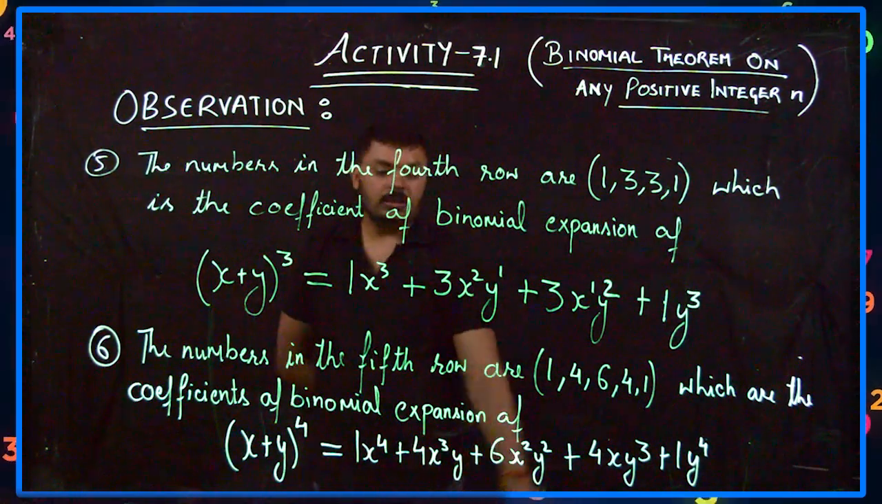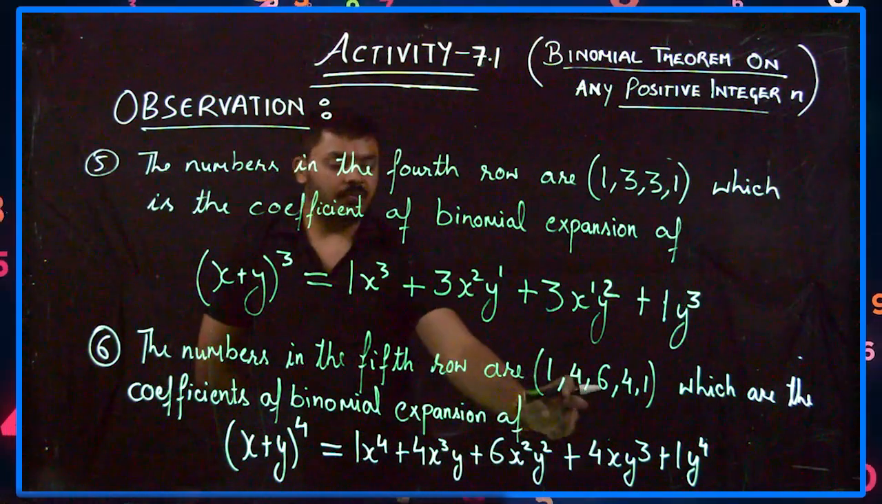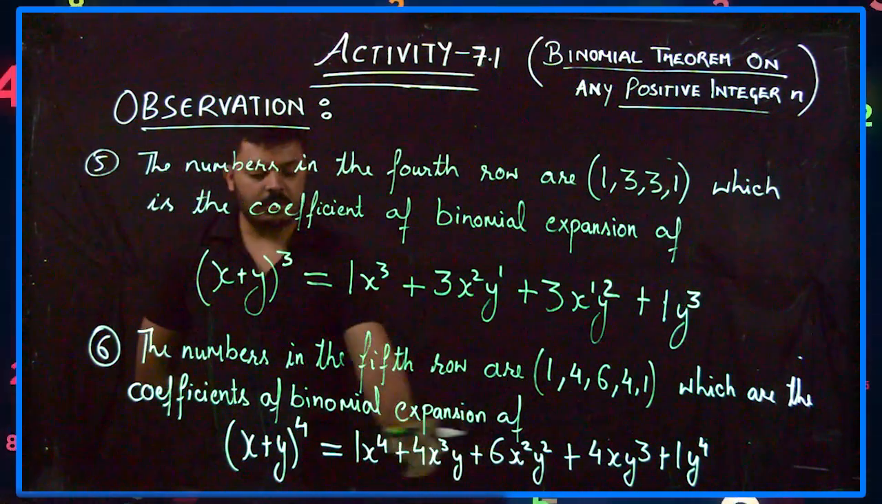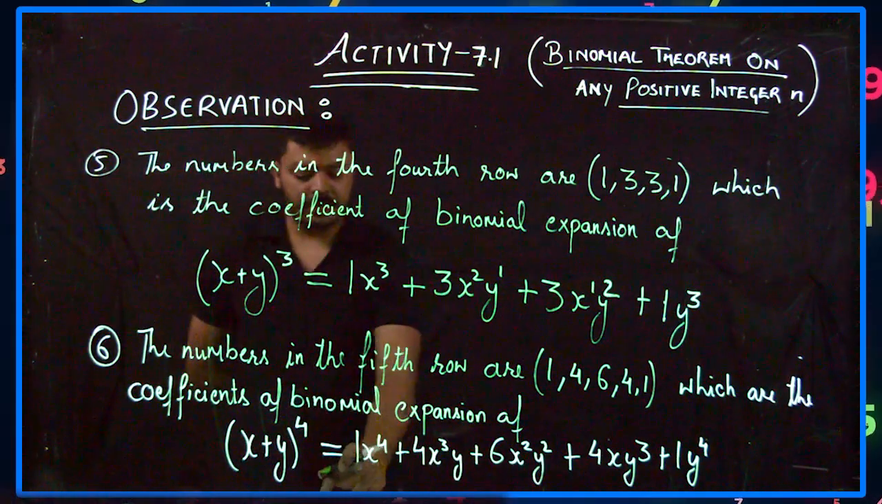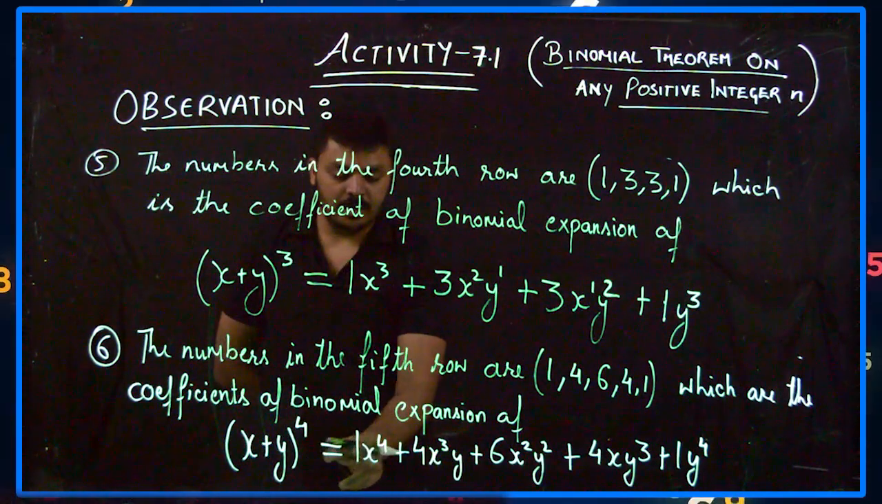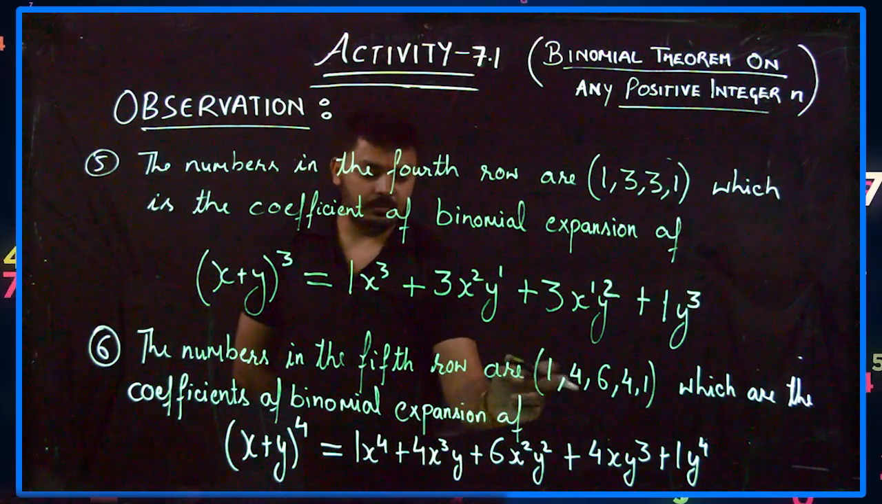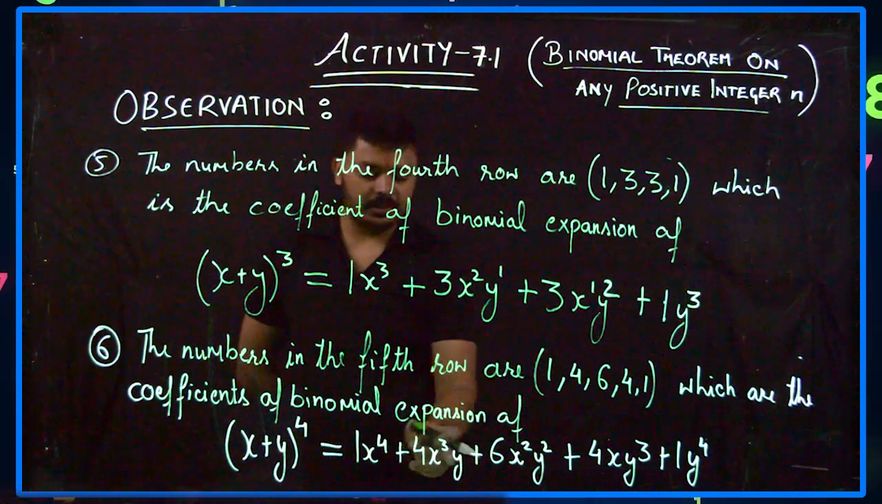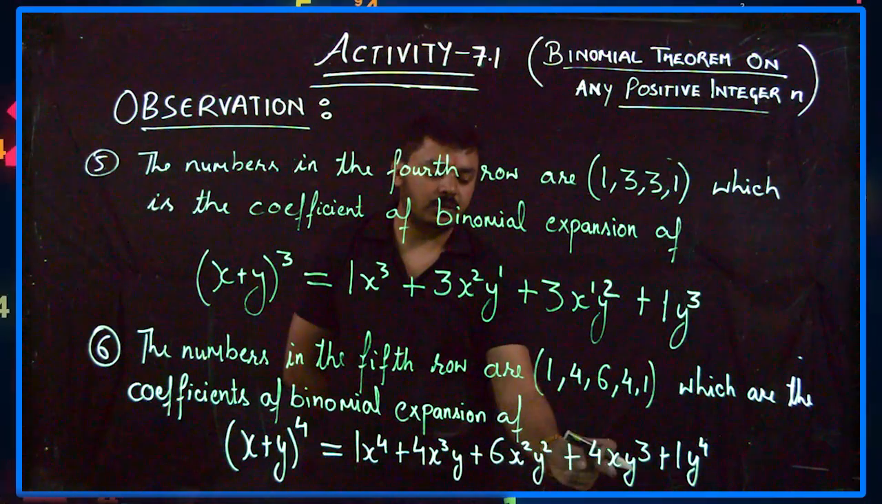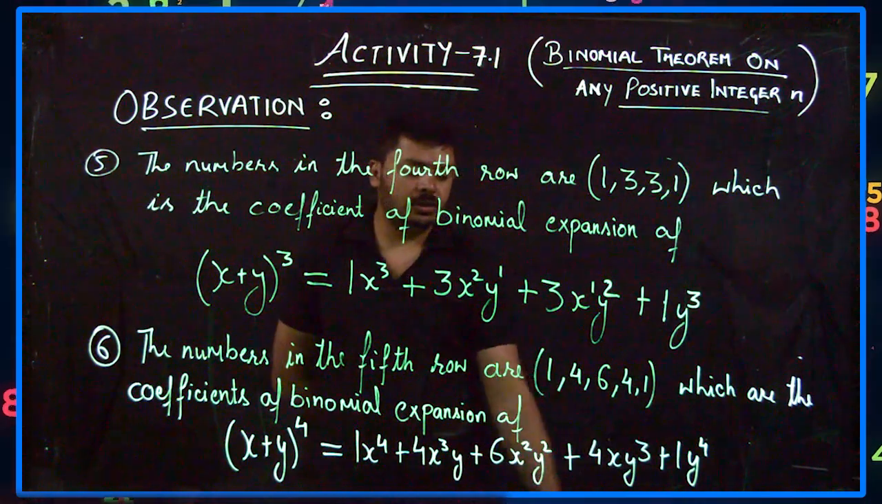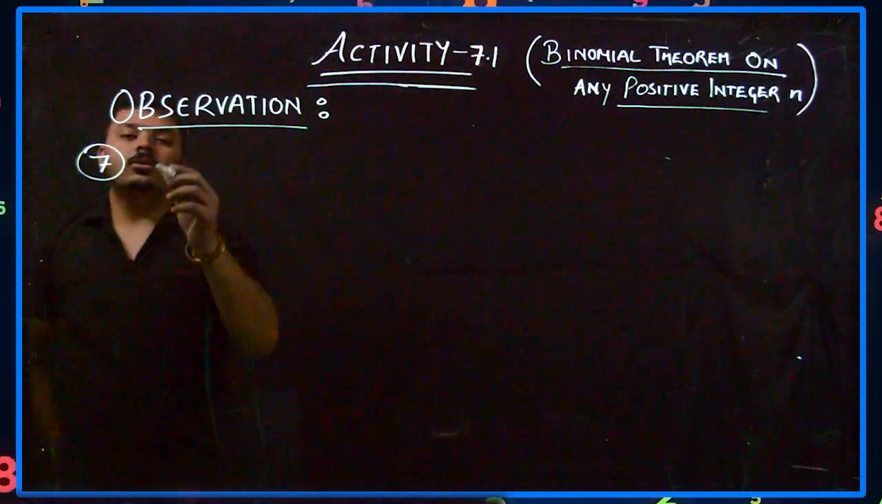So these coefficients 1, 4, 6, 4, 1 represent the binomial expansion (x plus y) to the power 4, and its coefficients are: 1 coefficient of x to the power 4, 4 coefficient of x cube y, 6 coefficient of x square y square, 4 coefficient of x y cube and 1 coefficient of y to the power 4.